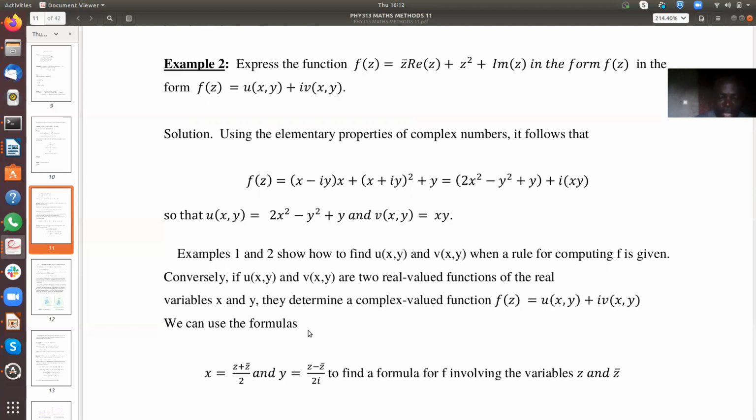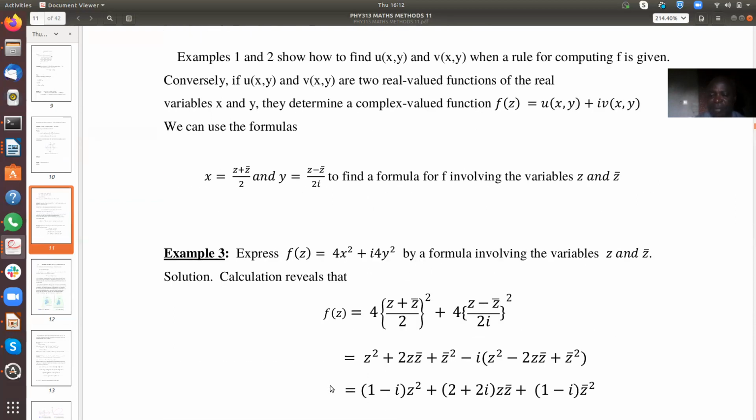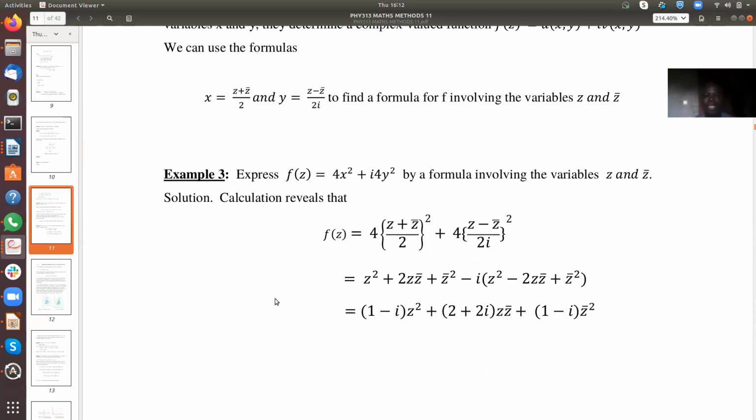Now, how do you determine what is x and what is y? So if you have something like this, you can substitute your x with (z plus z bar) over 2 and y with (z minus z bar) over 2i to find a formula for f involving the variables z and z bar. An example is this. Say example 3, express f of z is equal to 4x squared plus i 4y squared by a formula involving the variables z and z bar.